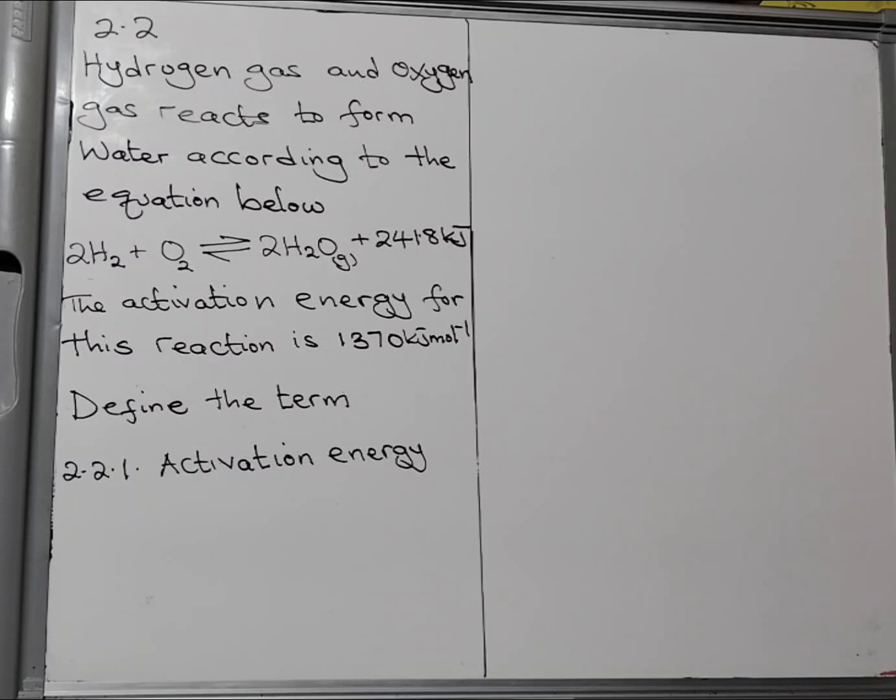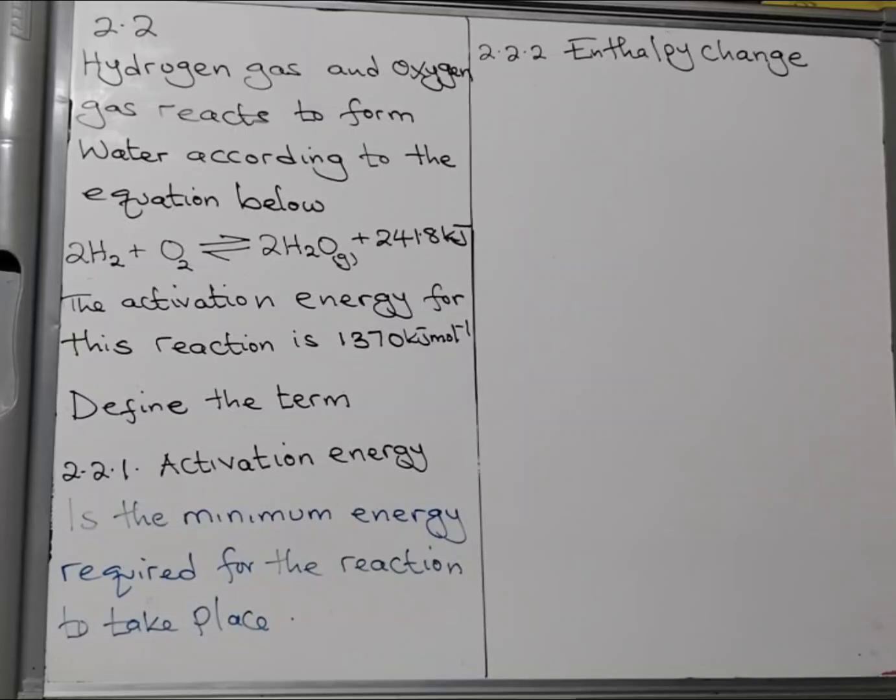Then the question comes: define the term activation energy. So what is it? What is activation energy? Activation energy is the minimum energy required for the reaction to take place. So there comes another question. It reads, define the term enthalpy change. So what is enthalpy change? Enthalpy change is the amount of energy given out or absorbed during a chemical reaction. So that's that.